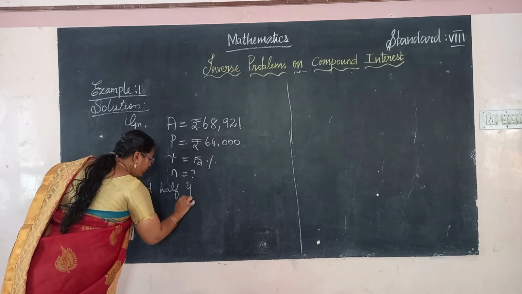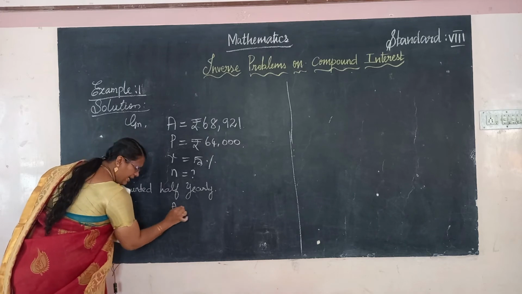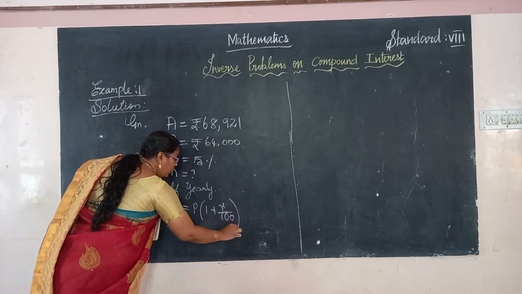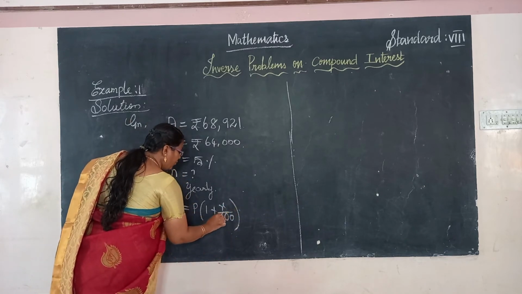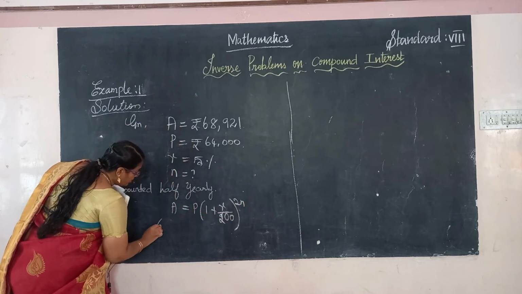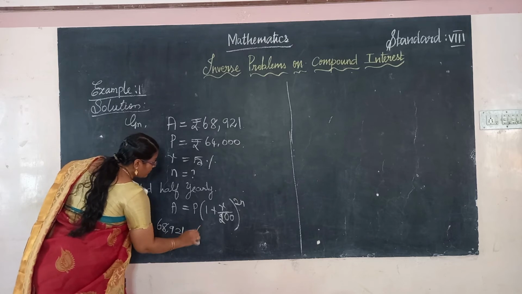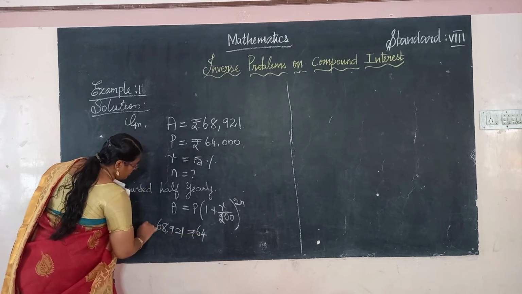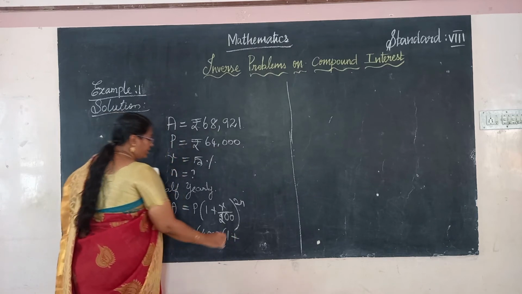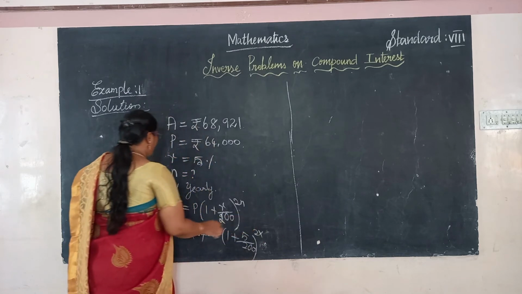Compounded half yearly. What is that formula? A is equal to P (1 + R/100) whole power half yearly, 2n. Okay, so substitute the values. Amount is 68,921. Principal is rupees 64,000. Rate of interest 5 by 200, the whole power 2n.